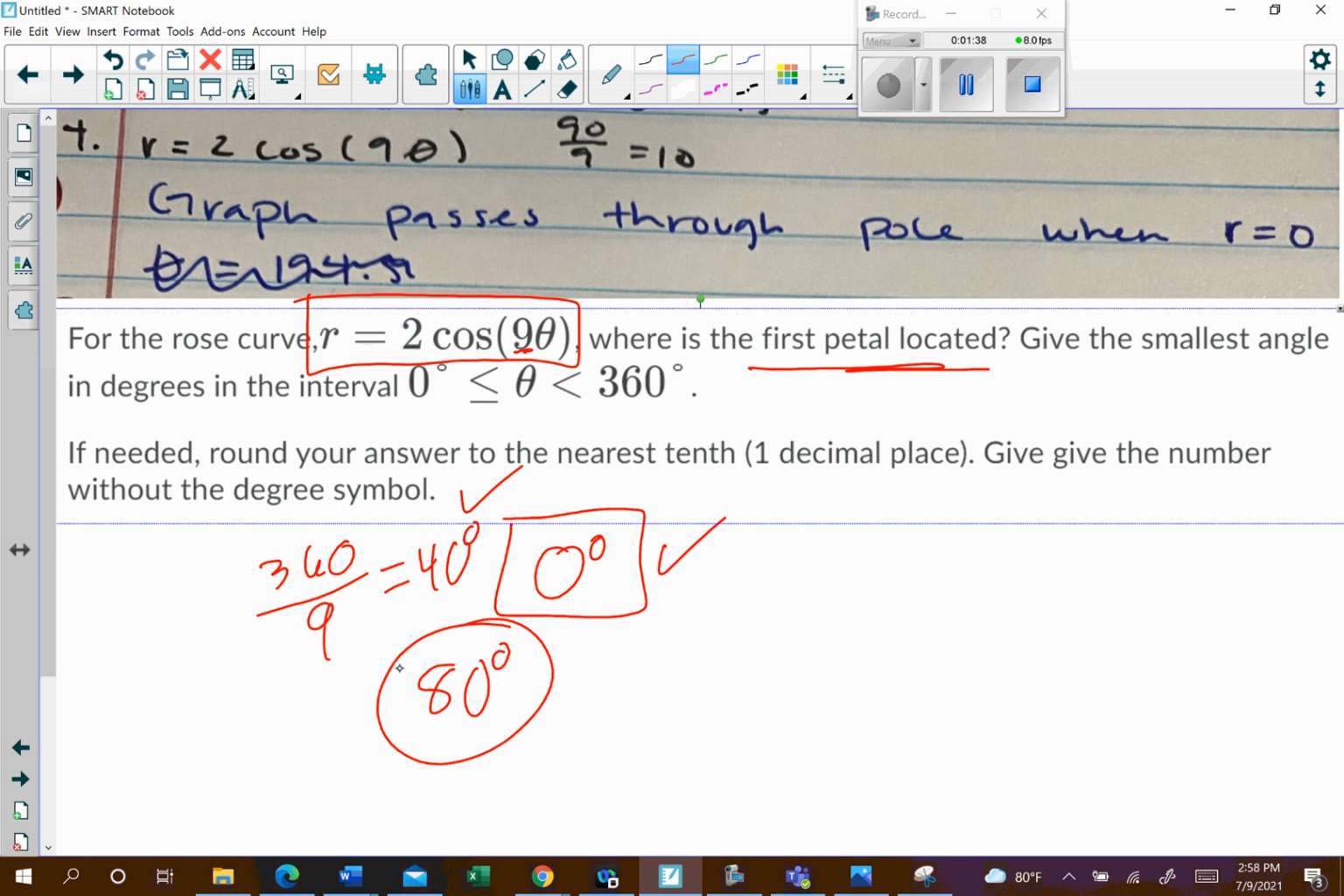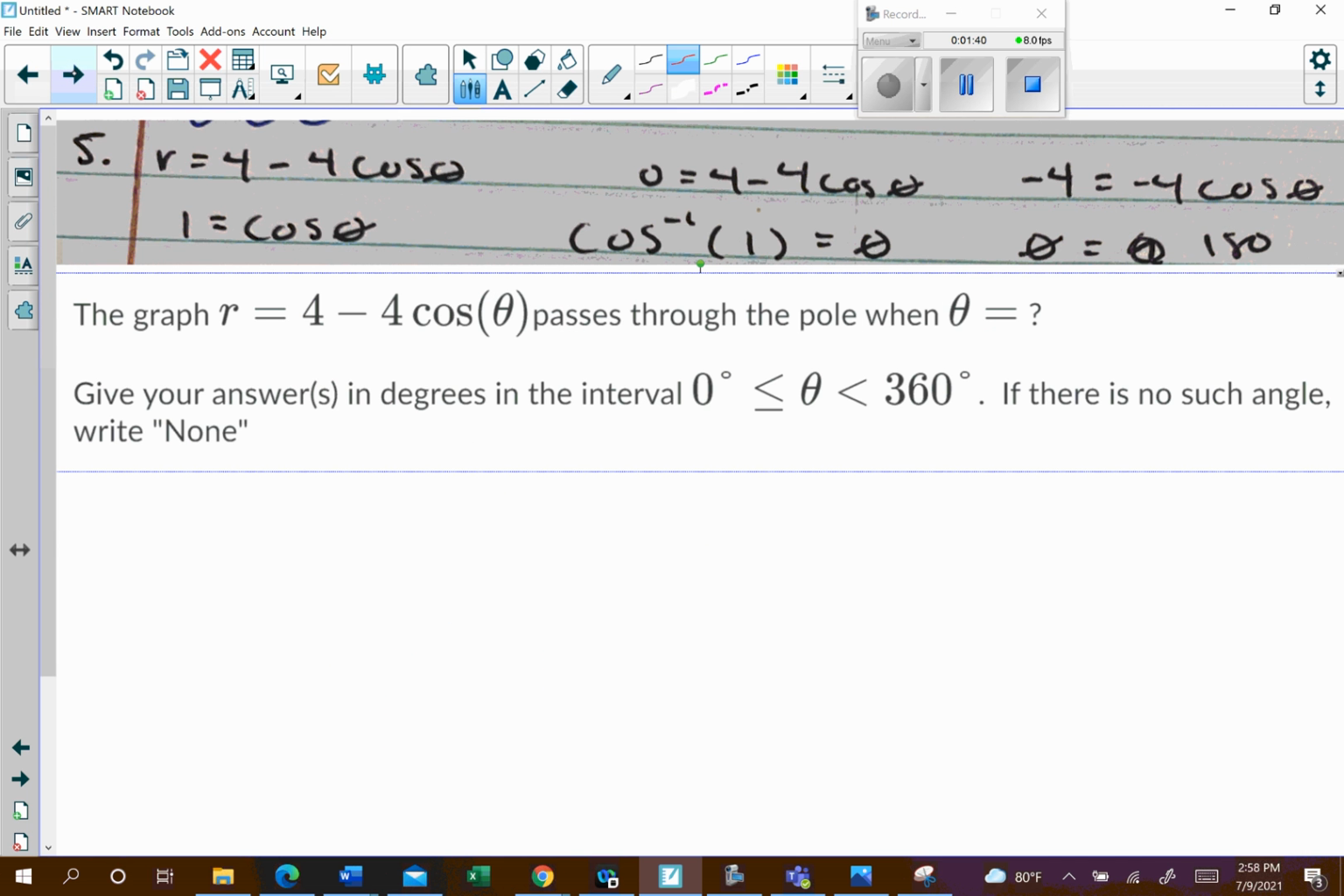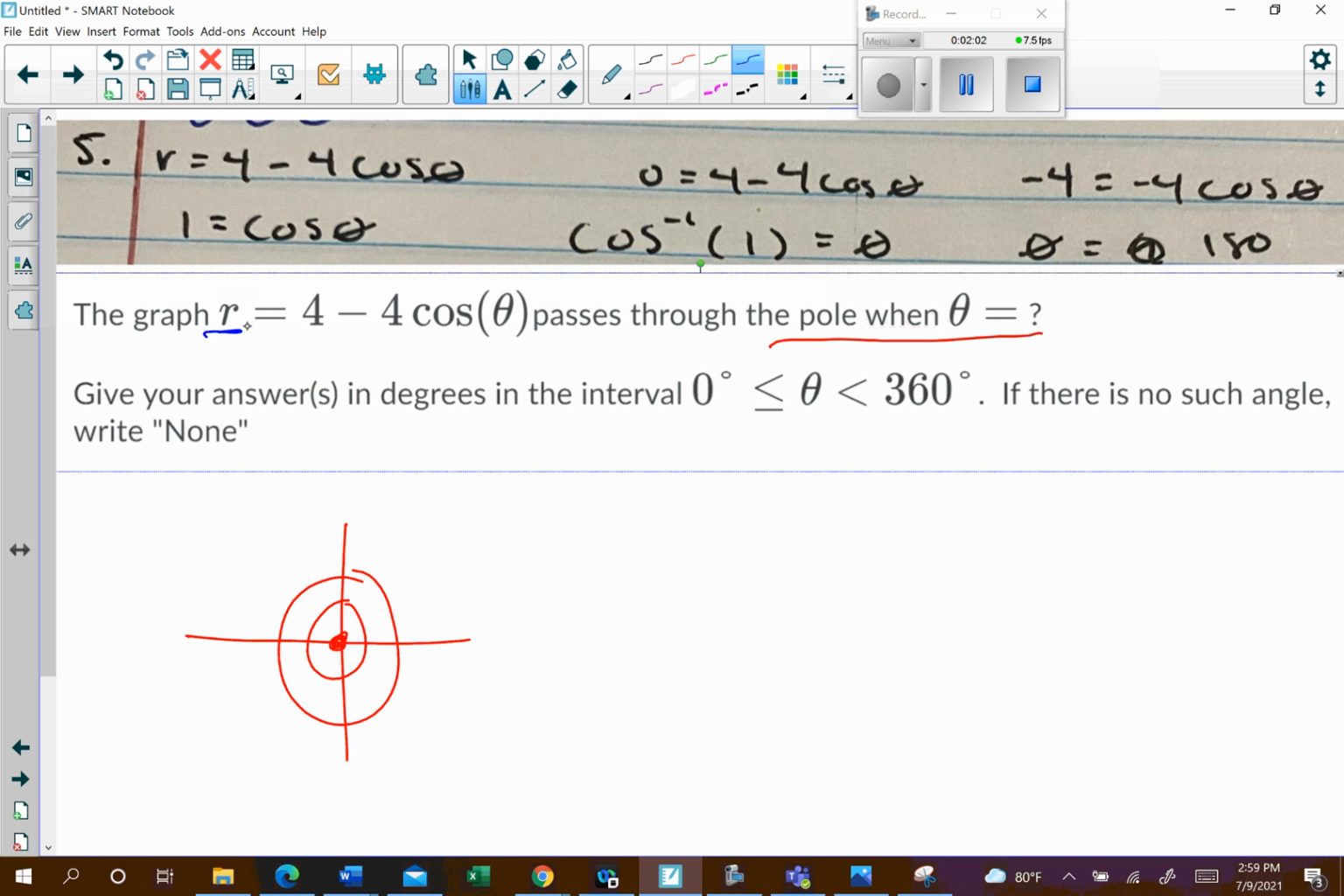Okay, all right, moving on, looking at the next one. So right here it says the graph r equals 4 minus 4 cosine of theta passes through the pole when theta equals what? Well, basically, to pass through the pole, that's going to be the origin of the polar graph. And so the way that's going to work is your radius is going to have to be 0. So you can just set this equation equal to 0 and solve it, and that will give you the value of theta in which it will pass through the pole.